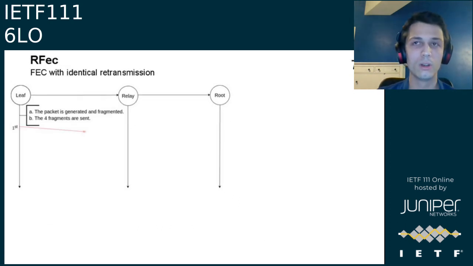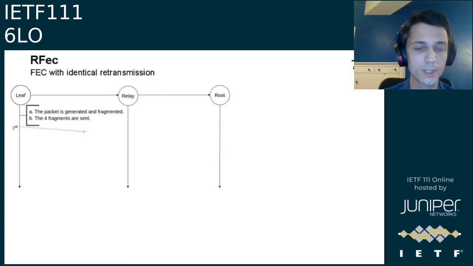So since the first FEC mechanism was only able to recover one fragment, this next FEC mechanism, called RFEC for retransmission FEC, will allow us to recover more fragments. It is very simple. Each fragment will be sent twice, identically.